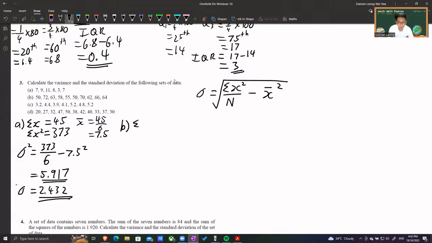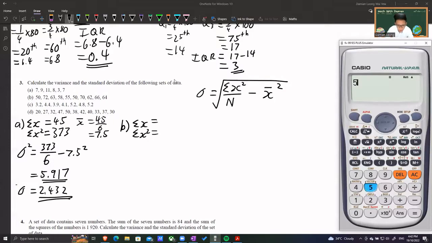Part B, again, I find the sum of x squared. 50 plus 72 plus 63 plus 58 plus 55 plus 50 plus 70 plus 62 plus 66 plus 64.